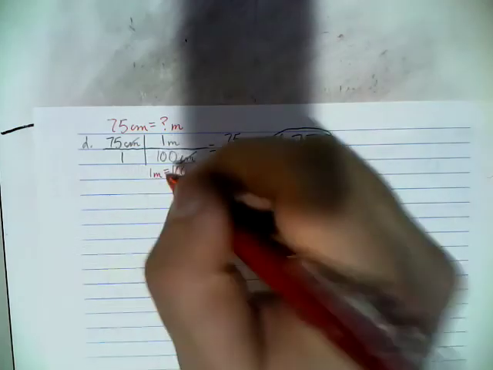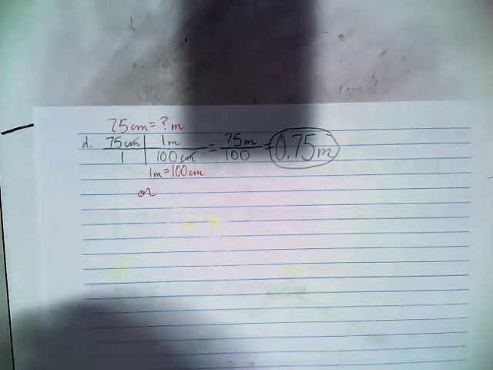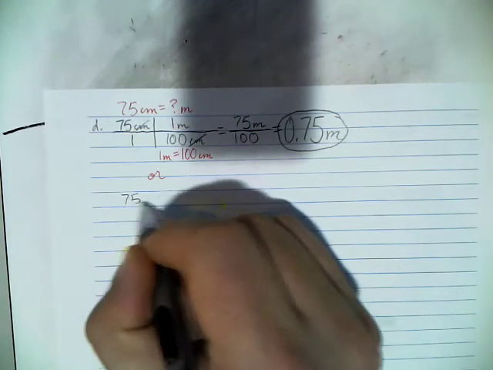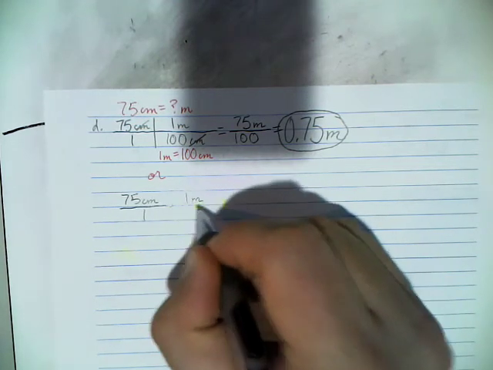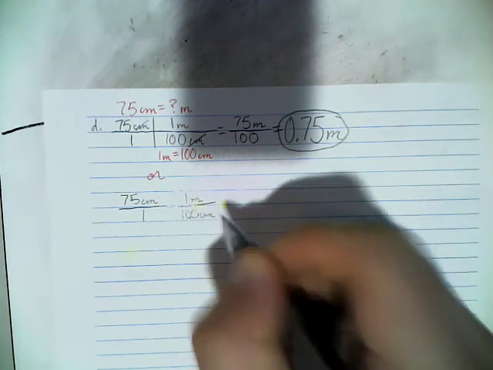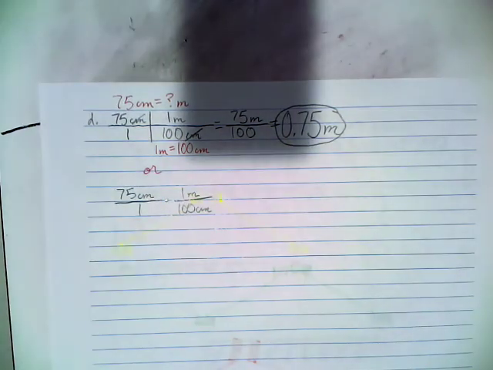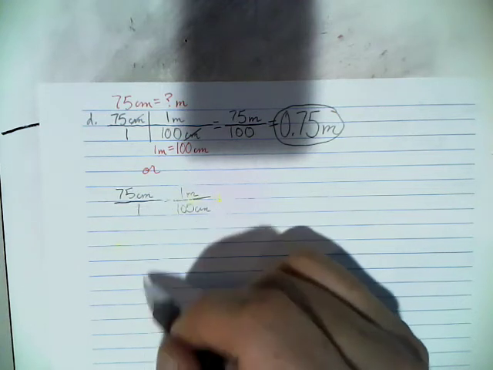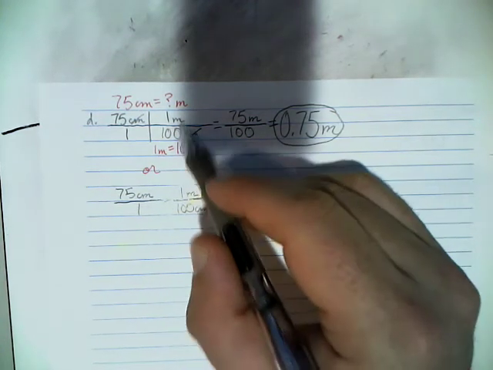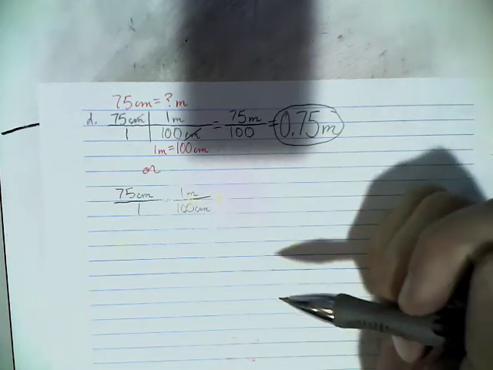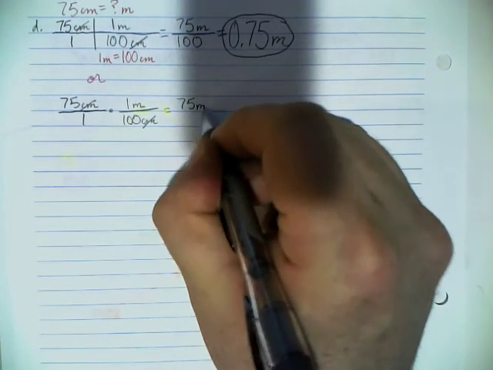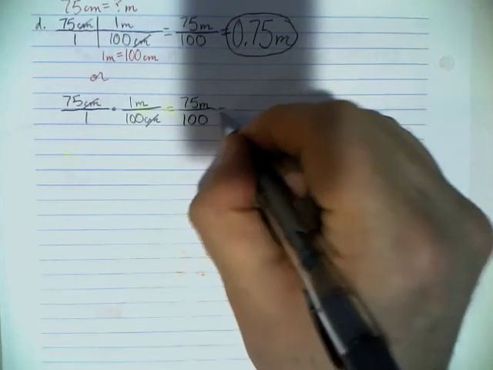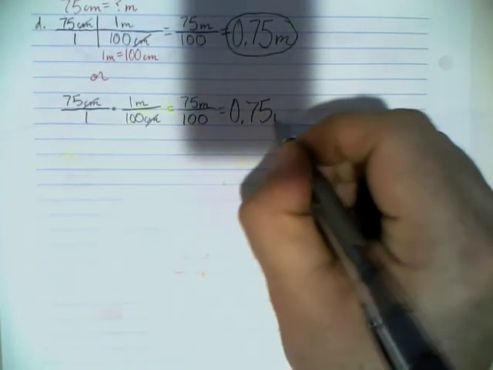Now, with that being said, I do want to show you how to do this one other time. Instead of making a chart, the alternative option is that we literally make fractions. But the two fractions that we make come straight from the chart that we just made. So 75 centimeters becomes 75 centimeters over 1. And then these two conversions that we put in the chart just become their own fraction. From there, centimeters and centimeters will still cancel. Up top we'll still get 75 meters. On bottom we'll still get 100, which means the answer is still 0.75 meters.